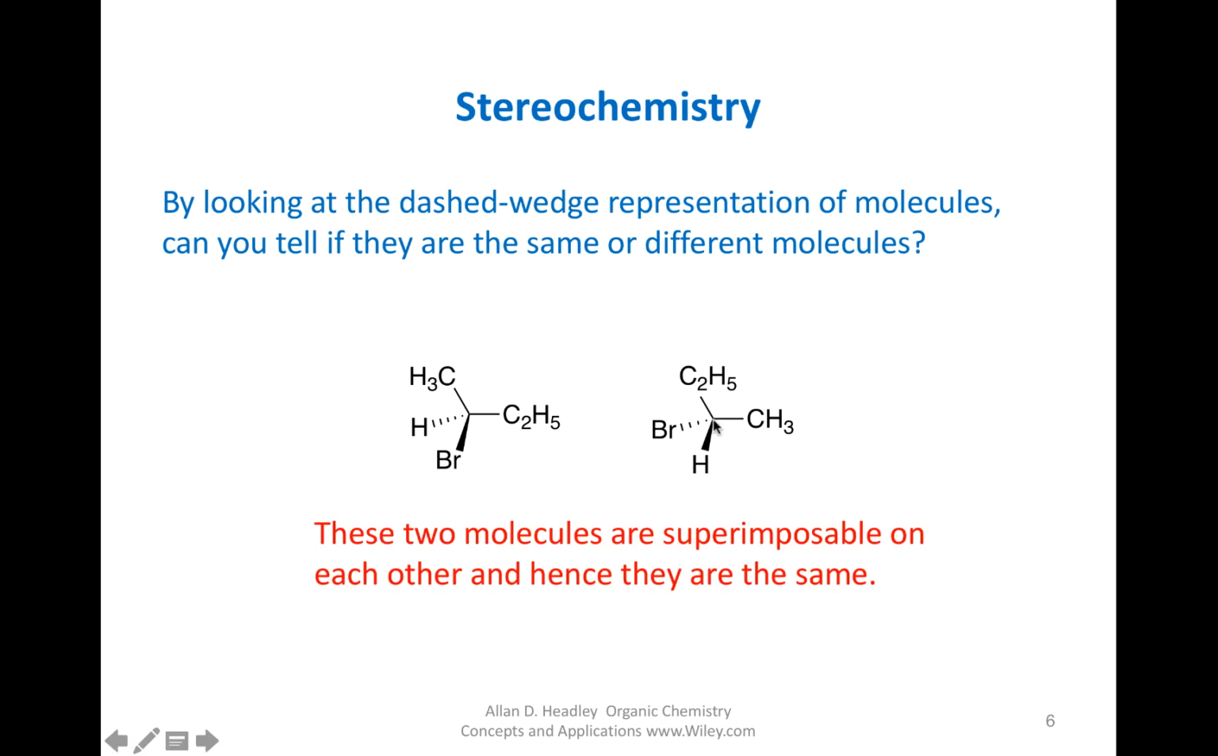So let us look at this. So for these two molecules, they are in fact superimposable on each other.